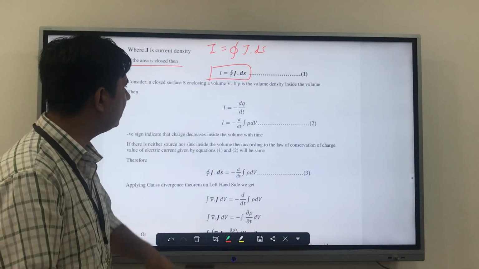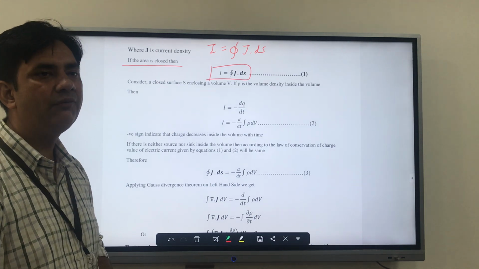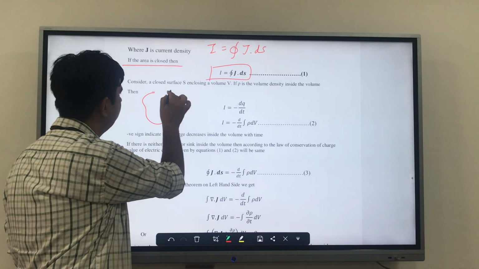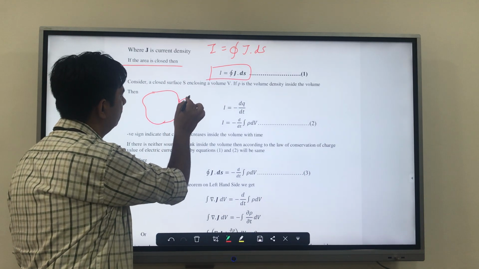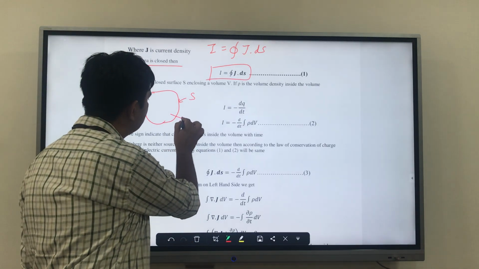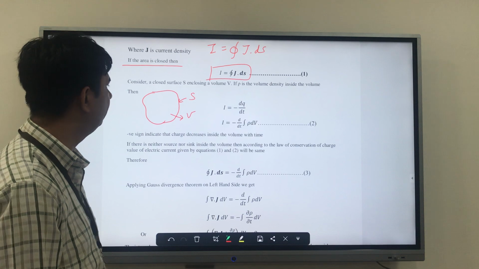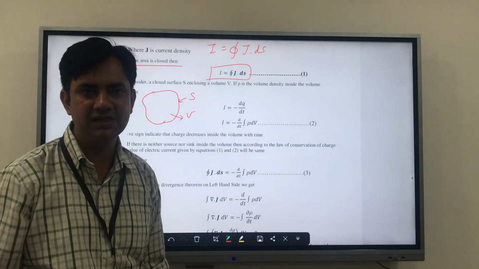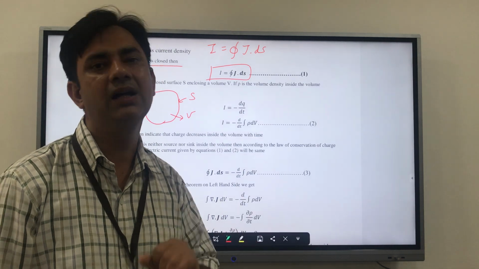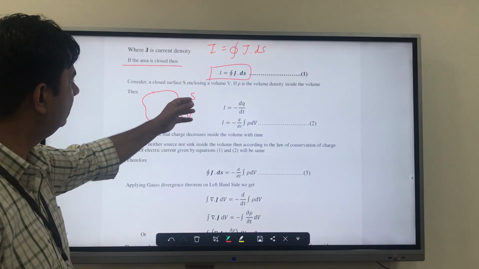Now consider a closed surface S enclosing a volume V. If rho is the volume density inside the volume, we have learned this in the previous class. What is linear density, what is surface density, what is volume density. So we have learned this.